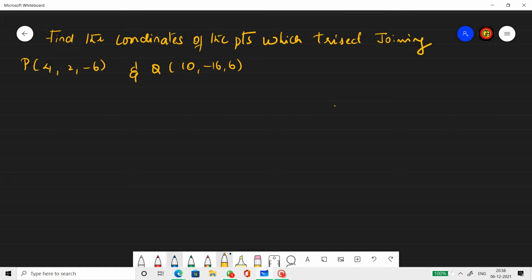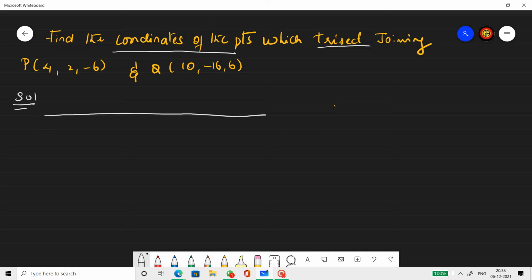So next question, find the coordinates of the points which trisect the line joining the following points. Now trisecting means 3 equal parts. So PQ is the line segment which is getting trisected by 2 points. Let's assume them as A and B. Trisecting means 3 equal parts, so 1 is to 1 is to 1.